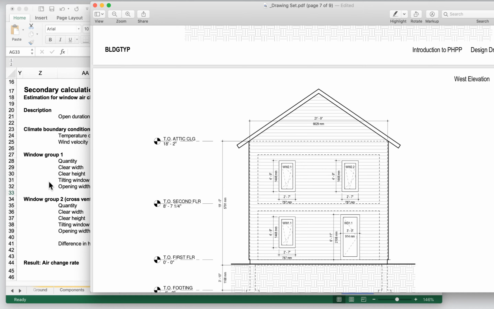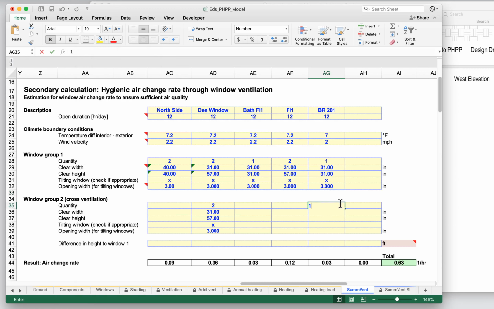So this is 2.7 by 4'9". Here we'll say we've got one. It is 2.7 wide by 4'9" tall. It is a tilt, and it has a 3-inch opening width there. Okay, so there's 0.15.